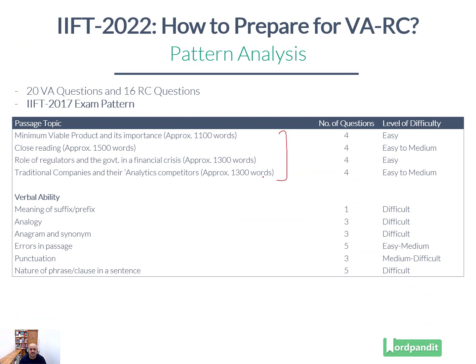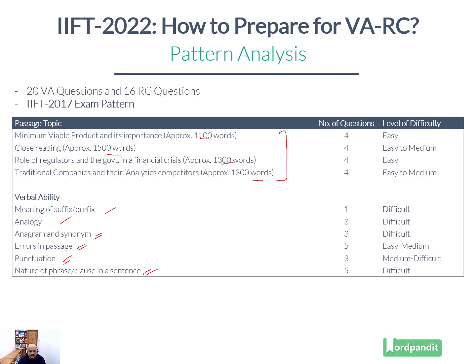We go back to 2017, pen and paper, and IIFT seems to have gone bonkers. 1500 words, 1100, 1300 words. So this was the time when we used to only do 1 or 2 RCs, and at times just 1 RC, and just focus on the VA portion of the test, right? You got prefix, suffix, analogies, errors in passage, punctuation, anagram, synonyms, and phrases and clauses, right, in grammar. So I'll discuss this in the next slide, phrases and clauses, the questions that they asked in 2017.